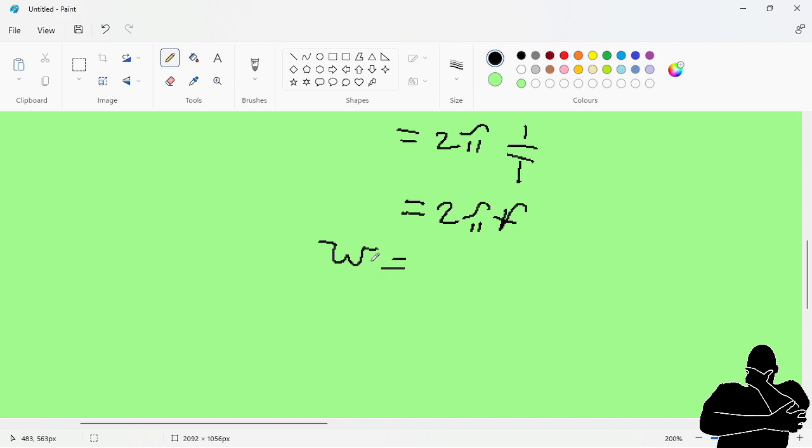The frequency that gave us the maximum amplitude was 12.5 hertz. So it would be 2 pi times 12.5 hertz. And that would end up giving us an angular frequency of 78.5 radians per second.